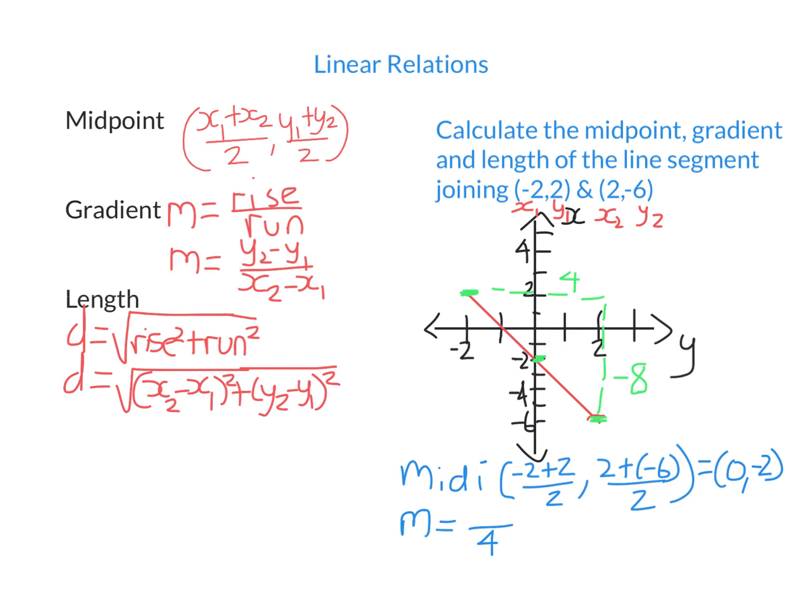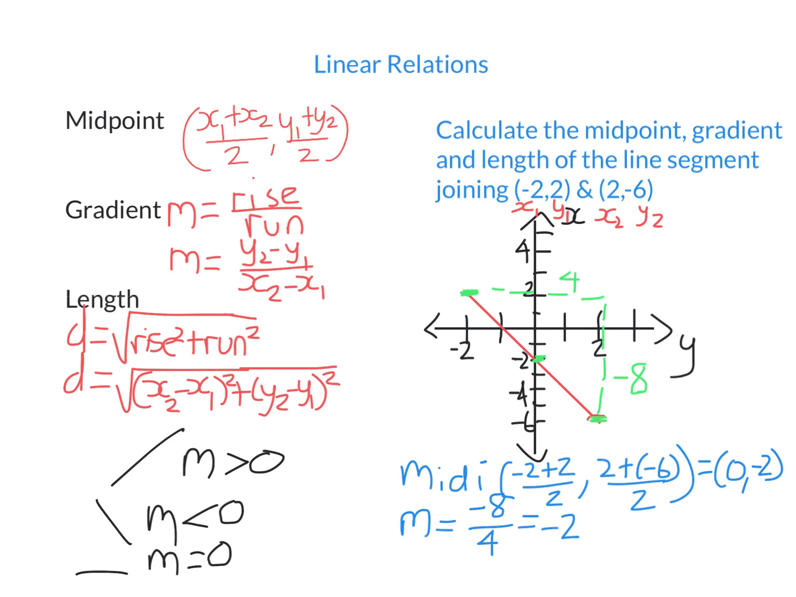So the gradient here is rise, negative 8, divided by run, which is 4. It's actually negative 2. So just note, if a line or line segment leans to the right, it has a positive gradient. To the left, it has a negative gradient. And if it's perfectly horizontal, gradient 0. So we expect a negative gradient here because our line segment leans to the left. We've got a negative answer, so that's right.